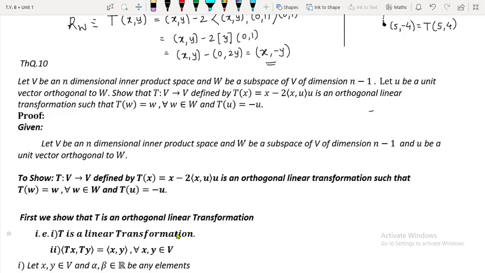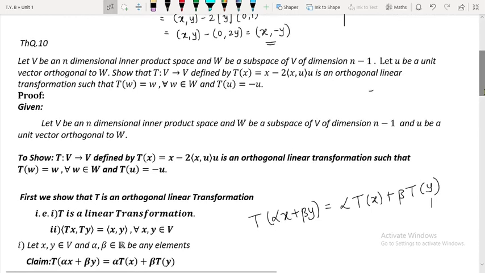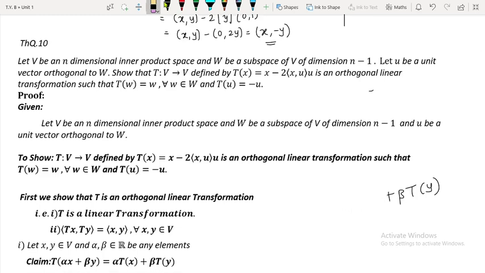We are going to show that for any x, y belonging to V and alpha, beta belonging to R, which condition should be satisfied? T of alpha x plus beta y should be equal to alpha times T of x plus beta times T of y. So I have taken two arbitrary elements of V and two arbitrary elements of R, and my claim is T of alpha x plus beta y is equal to alpha times T of x plus beta times T of y. These are straightforward calculations. You can also easily check it, but let us do it.